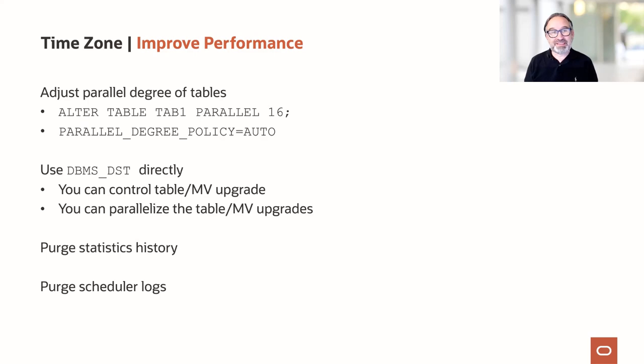Or you run DBMS_DST directly. So you spread it out, you control which tables or materialized views will be upgraded. You can parallelize, so have several scripts with DBMS_DST changes and run them at the same time on different objects. This is also a way when you are really in a critical situation and you need to change a lot of time zone data. The script is not made for that right now. Purge statistics history, as I showed you before, that's helpful. Purge also the scheduler logs. That is helpful as well.